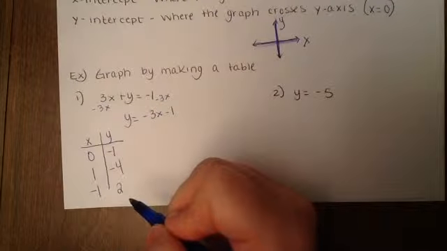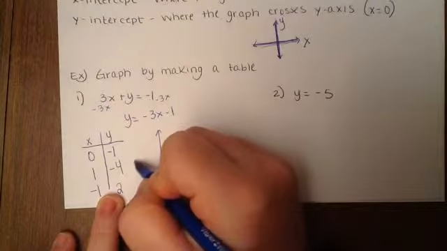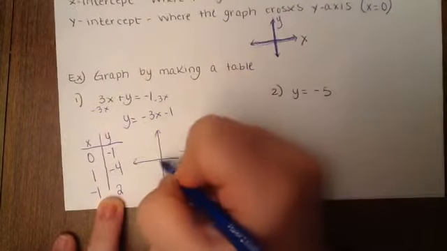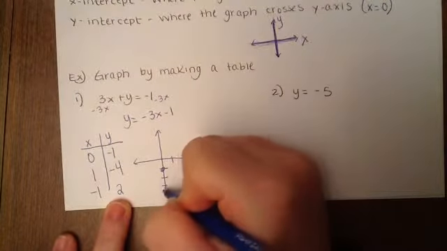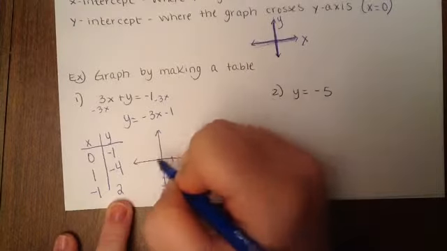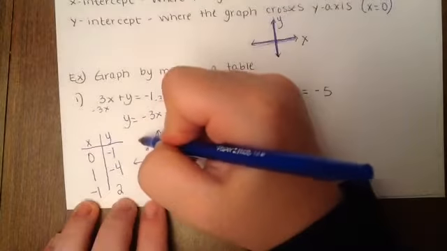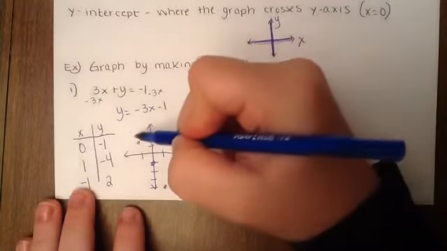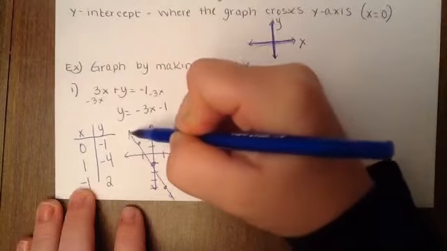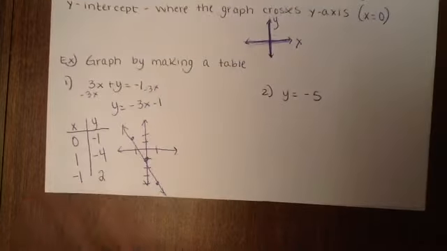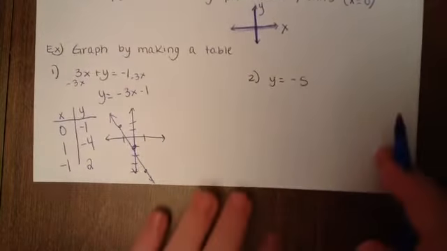Let's go ahead and graph some of these. 0, negative 1; 1, negative 4; and negative 1, 2. And we can connect these to form our line. So make a table, plot some points.